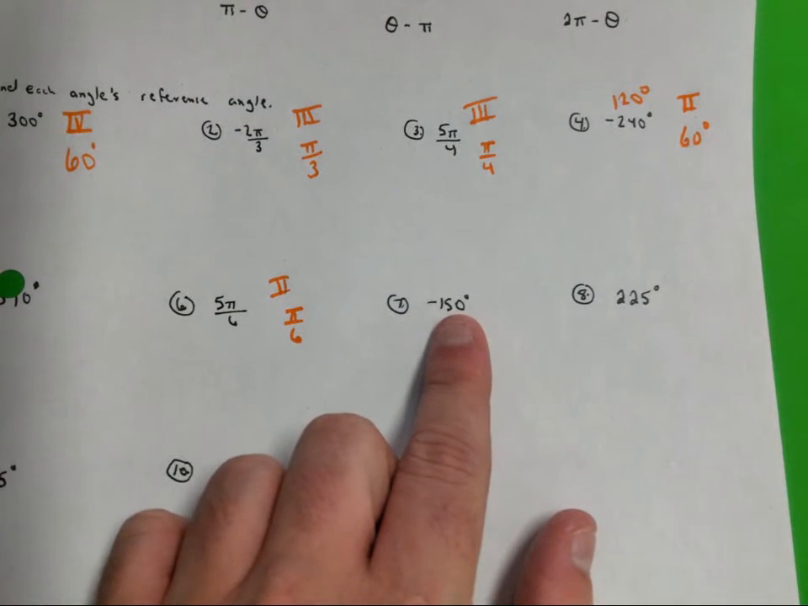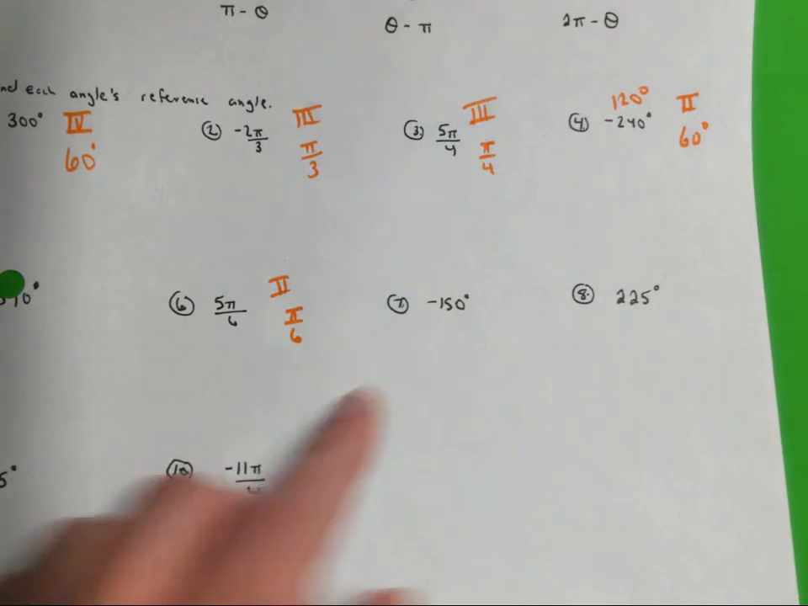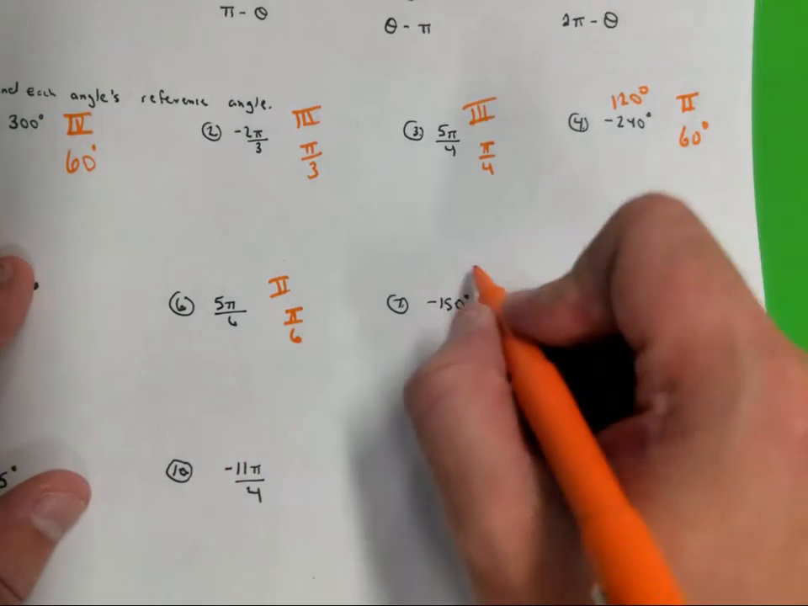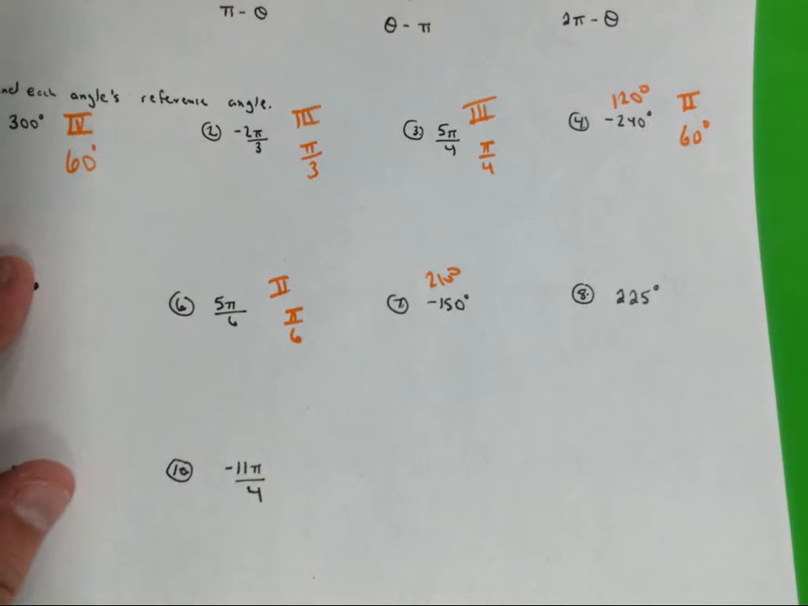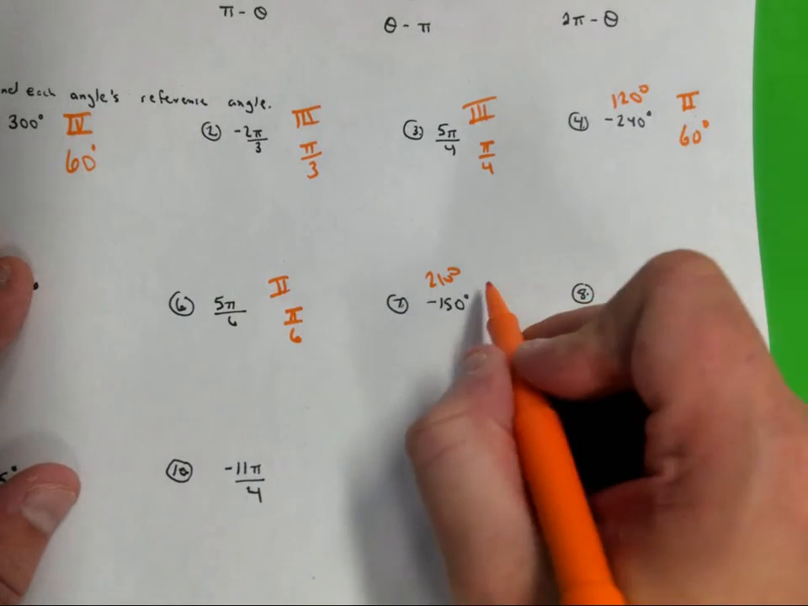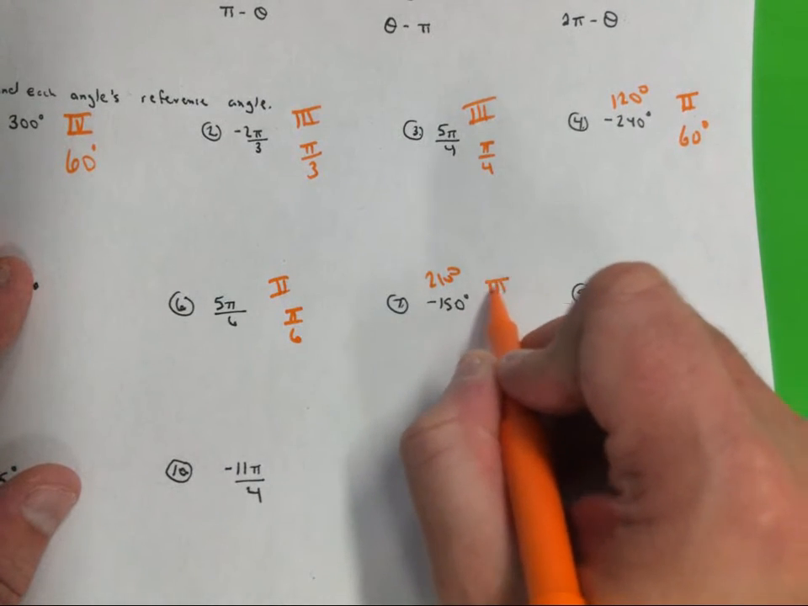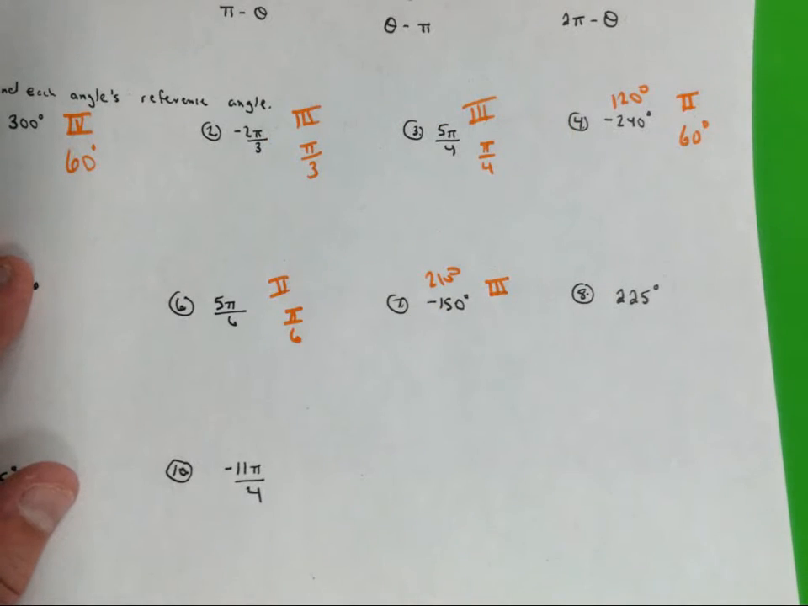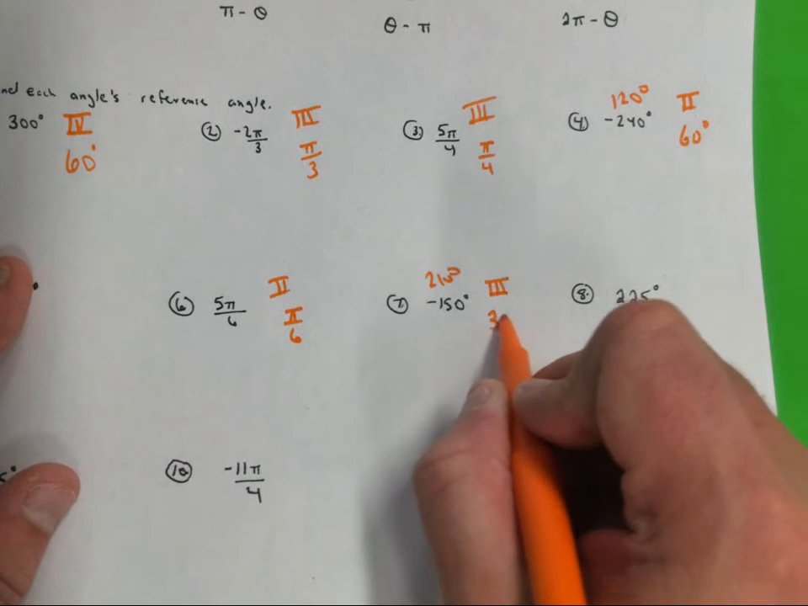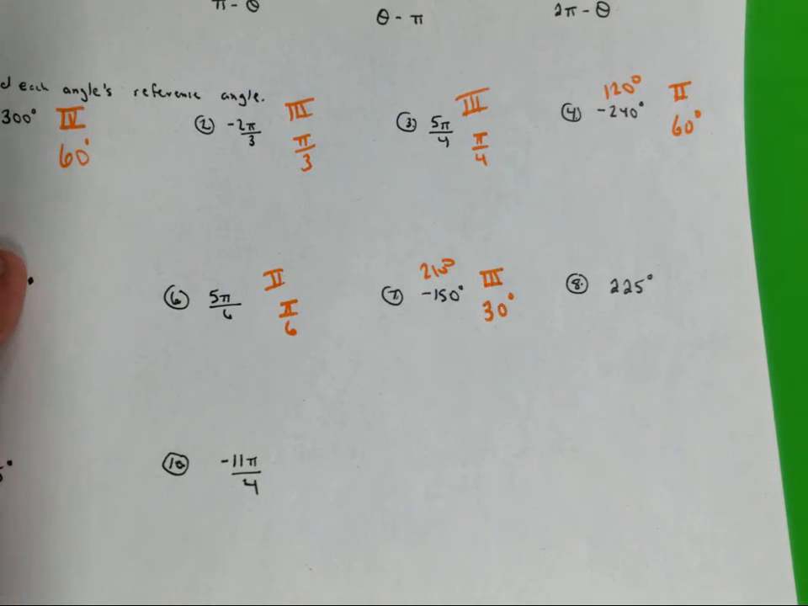Number 7, negative 150. I've got negative degrees. What am I going to add to it? 360. What do I get? 210. I'm really dealing with 210. All right, 210 is in quad what? 3. It's past 180, but less than 270. Okay, 210 is in quad 3. Am I going to say 180 minus 210 or 210 minus 180? Which gives you 30. Are y'all getting the hang of that now? Okay, let's turn it over.